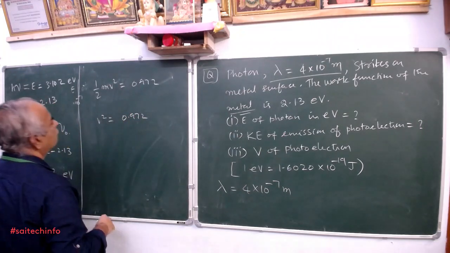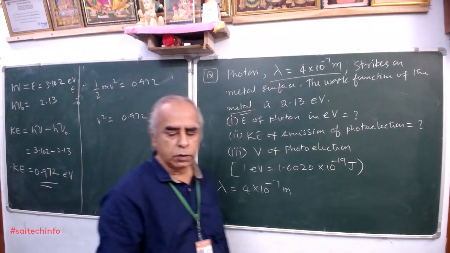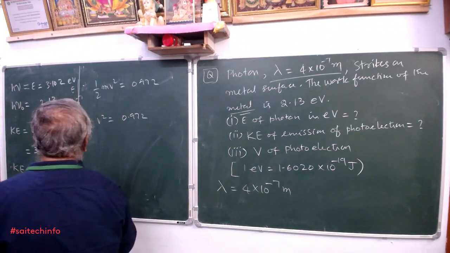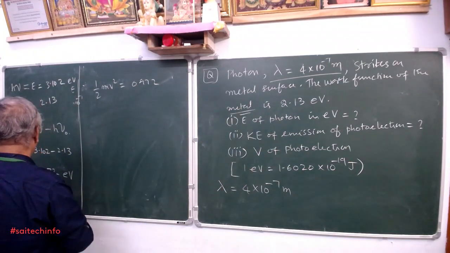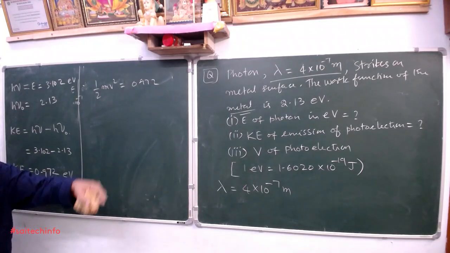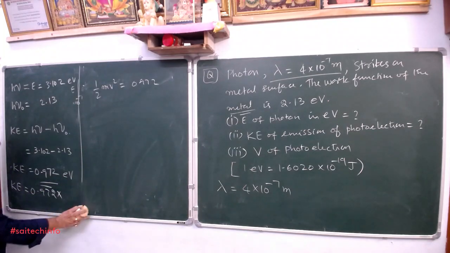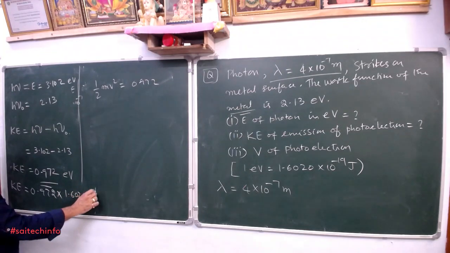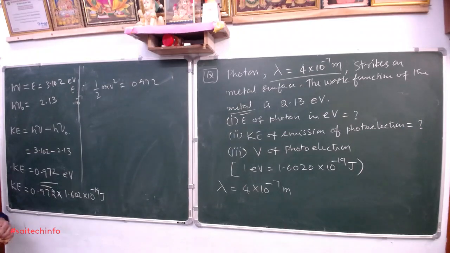So v squared is equal to 0.972 into, and before that you are supposed to convert this, because this is kinetic energy in electron volt. Again you have to convert this into joule. This is 0.972 electron volt. Now we have to convert this into joule because this is the mechanical equivalent. So 0.972 into 1 electron volt, equivalent 1.602 into 10 power minus 19 joule. So we have to multiply. Okay, so what is the value now?